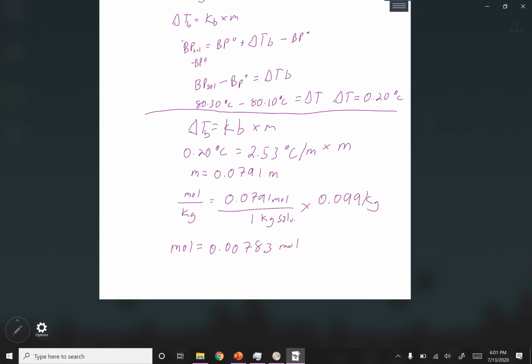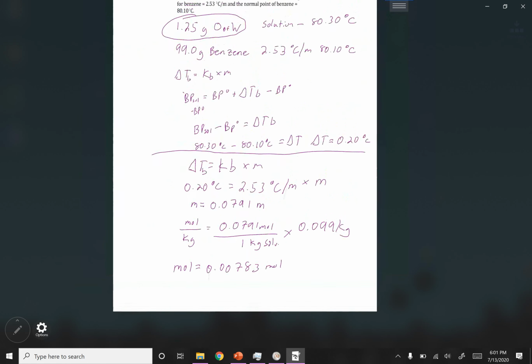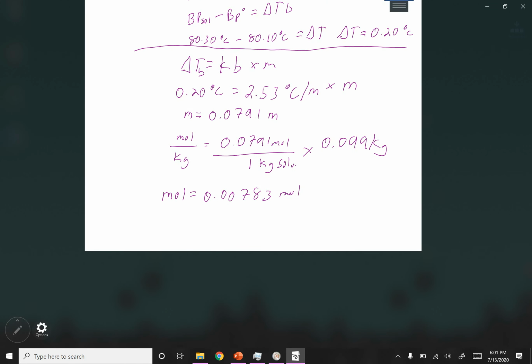Okay, so we're almost done, but not quite, because remember, what are we looking for? We're actually looking for the molar mass. So now we have this value, so this is how much oil of wintergreen we added. So now we can bring that down here. So that was 1.25 grams. So our molar mass will be equal to 1.25 grams per 0.00783 moles, which gives us a molar mass of 159.84 grams per mole.